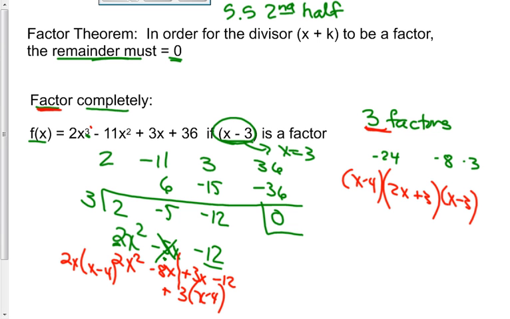Recap. This is a 3rd degree equation. I have to have 3 factors. They gave me one of them. They gave me a big hint. x minus 3 is one of them. I had to do synthetic division and then factor the answer to come up with the other 2 factors.